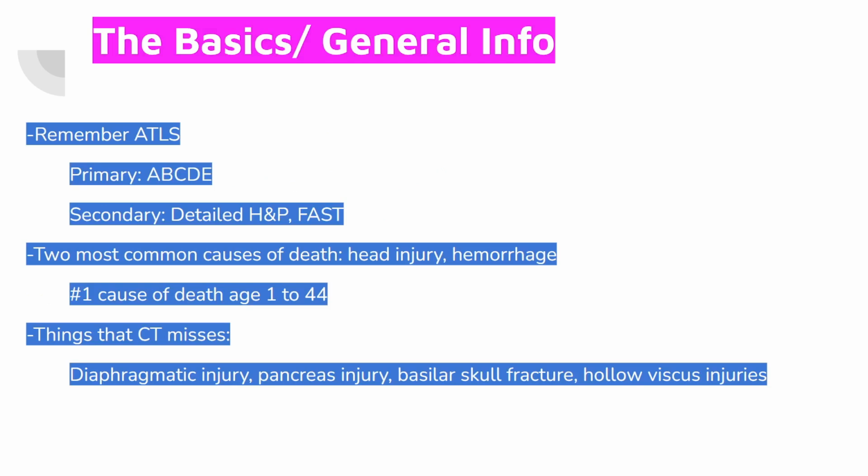So basics: remember your ATLS, remember ABCDE, remember your secondary survey with a detailed H&P and FAST exam. A couple of facts: the two most common causes of death between the ages of 1 and 44 are head injury and hemorrhage. Trauma is the number one killer of those people. Things that CT misses: diaphragmatic injuries, pancreas, basilar skull fractures, and hollow viscus injuries.